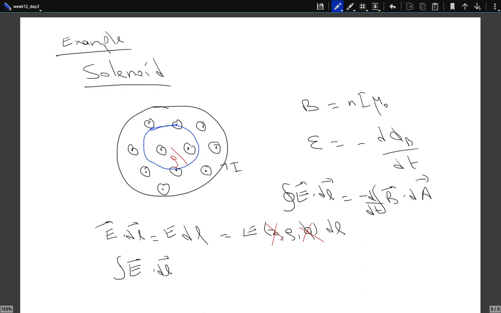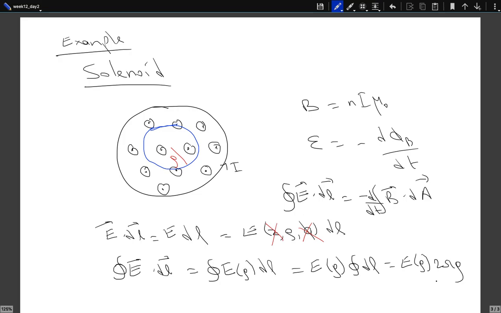The integral of E dot dl around that loop is the integral of E of rho dl around the same loop. E of rho is a constant around that loop. And this integral just gives me the circumference, which is 2 pi rho. So now I know the left-hand side.